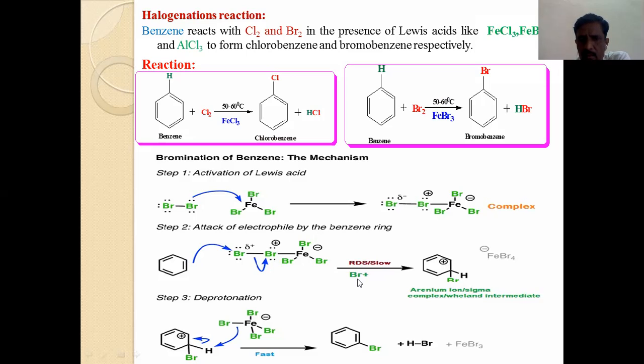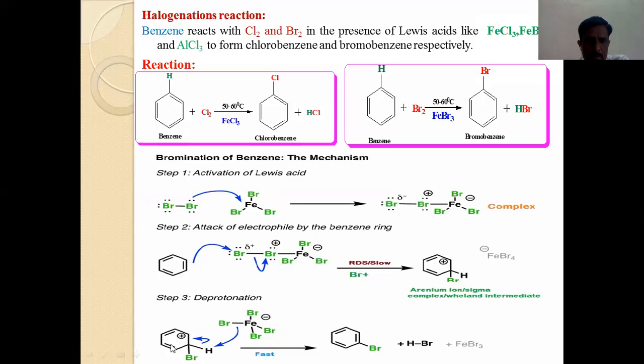Br will be attached here with positive charge, and Br is here, and this intermediate is called the arenium ion or sigma complex or Wheland intermediate, with elimination of FeBr4, which has a negative charge. Now in step third, as I discussed earlier, step third in aromatic electrophilic substitution is abstraction of proton.